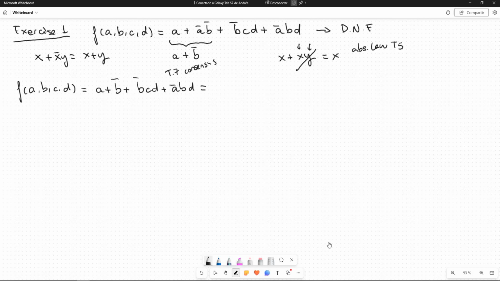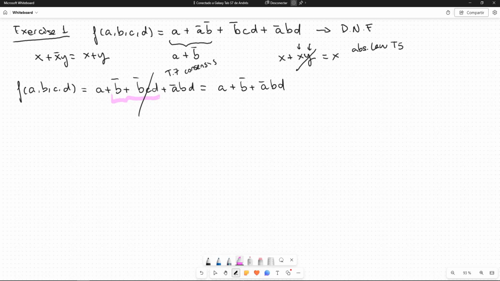So I can apply this here because I have b negated twice. So I can do a plus b negated, removing this term and the other term. Sorry. Okay. And now, again, we can apply the consensus law.